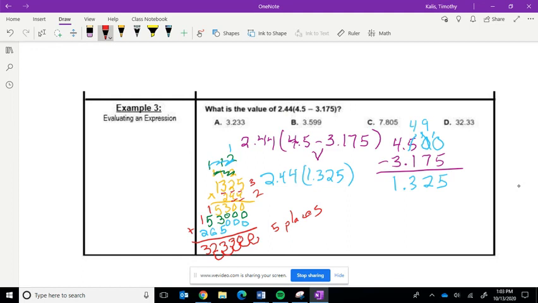So our answer is 3 and 233 thousandths. But we do have those zeros at the end, and we know that they do not change the value, so we can technically ignore them. And our answer is A.